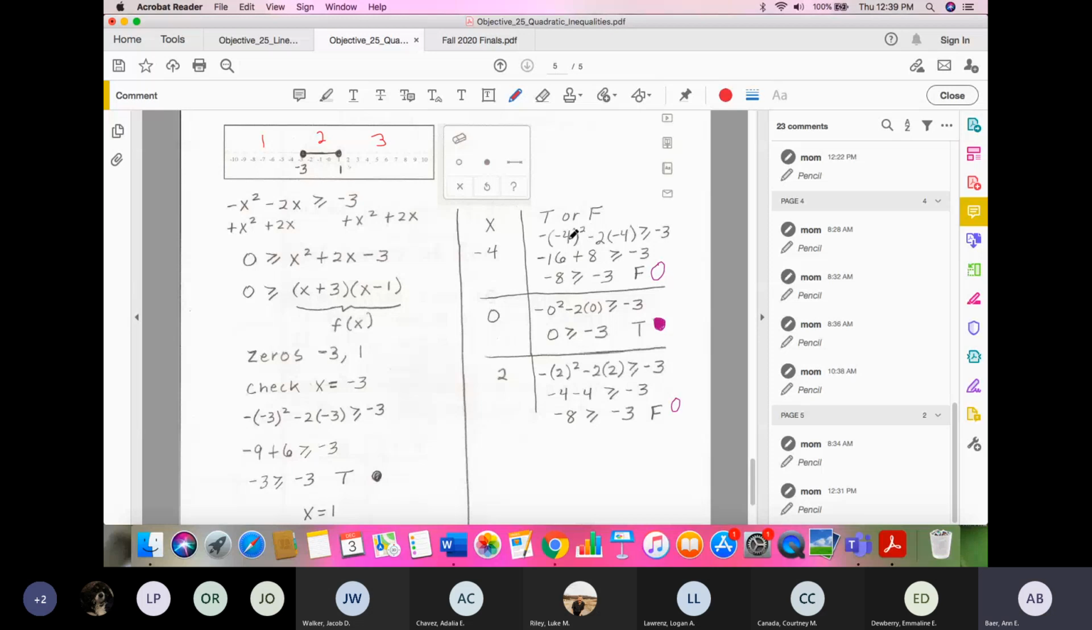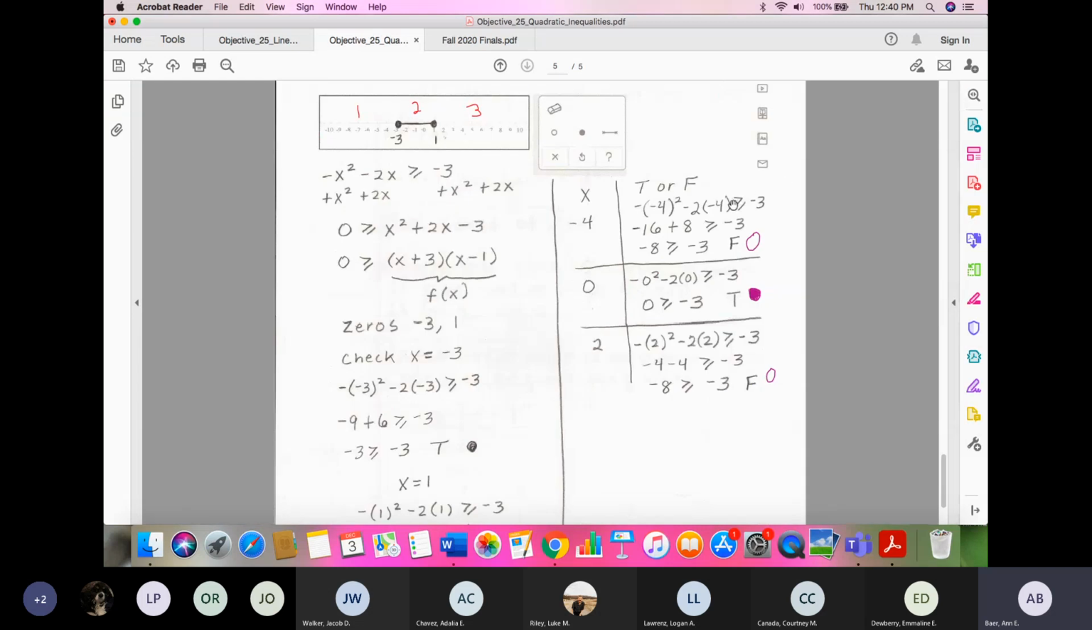You just need to work with this. Negative 4 times negative 4 is positive 16. The negative out in front makes it negative 16. Negative times negative is a positive, and so we get positive 2 times 4, which is positive 8, greater than or equal to negative 3. So negative 16 plus 8 is negative 8, greater than or equal to negative 3. That is false.